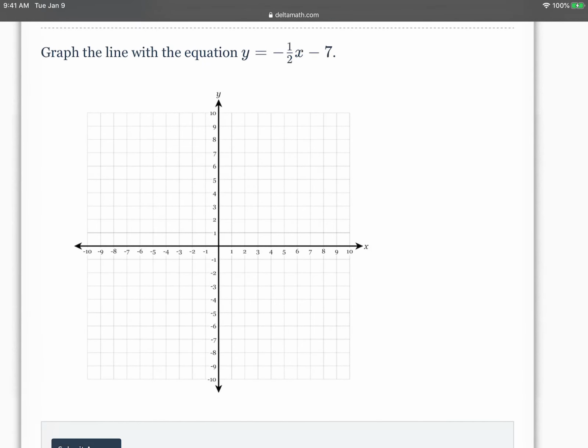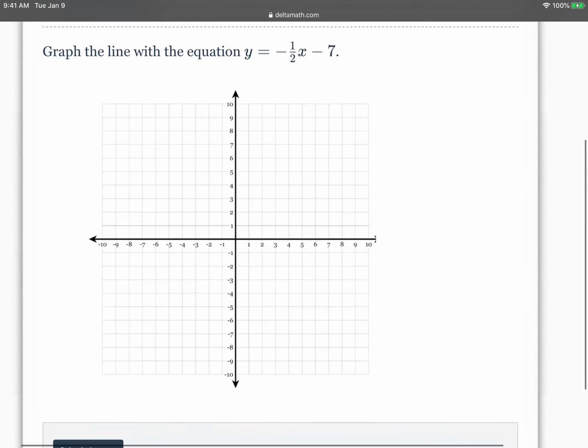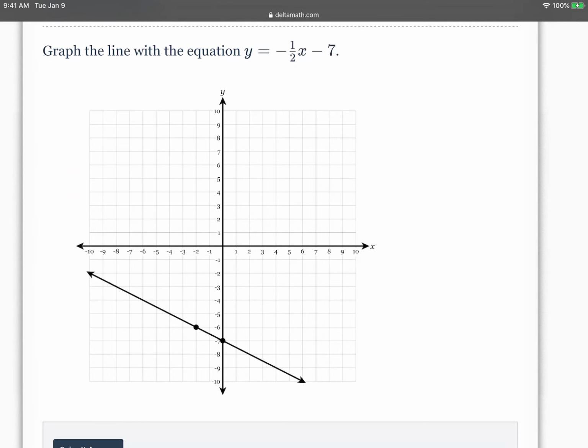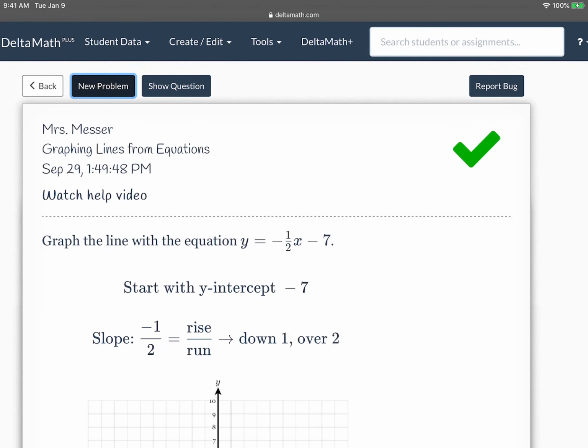It says to graph this line. So we know we're going to start with the negative 7. So I'm going to put a dot at negative 7. See my dot? And my slope is negative, so I've got to go up and left. Up 1, left 2. See how easy that was? All you've got to do is put the dots, and it graphs it for you. Submit, yes, yes, get the green check.